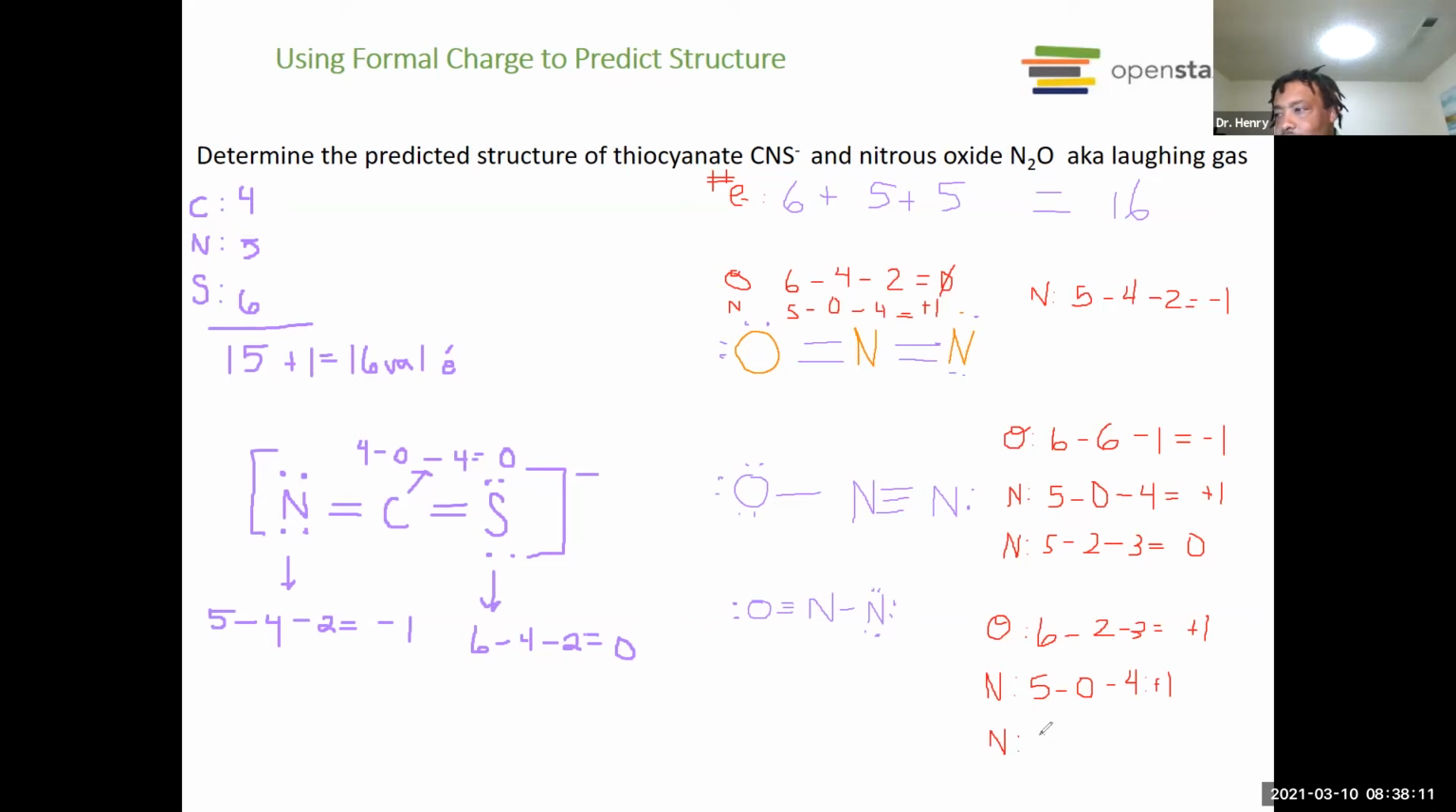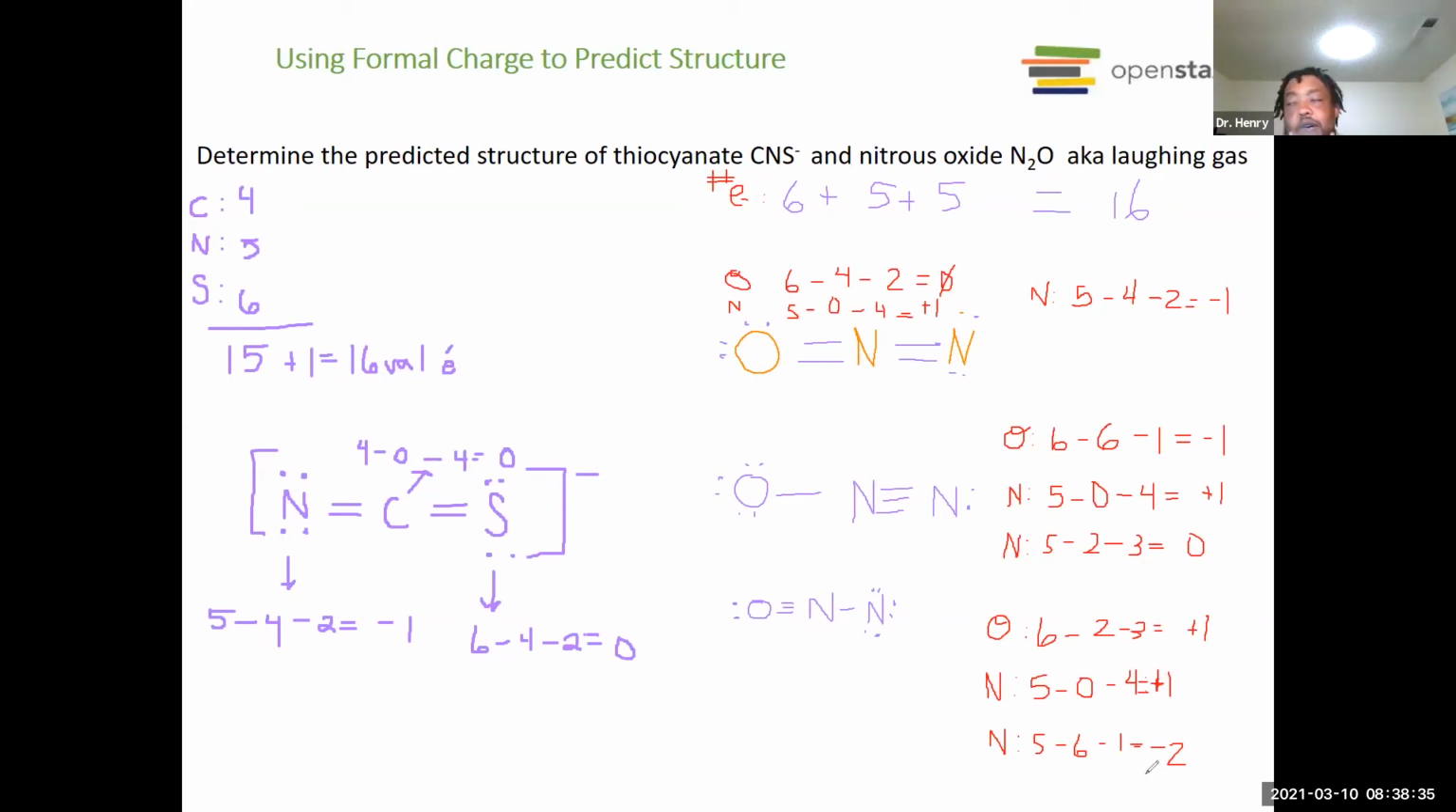So 5 valence electrons minus 6 lone pair electrons minus 1 bond. So that would be a -2. I don't know why I put dots there. Okay, that's a +1.